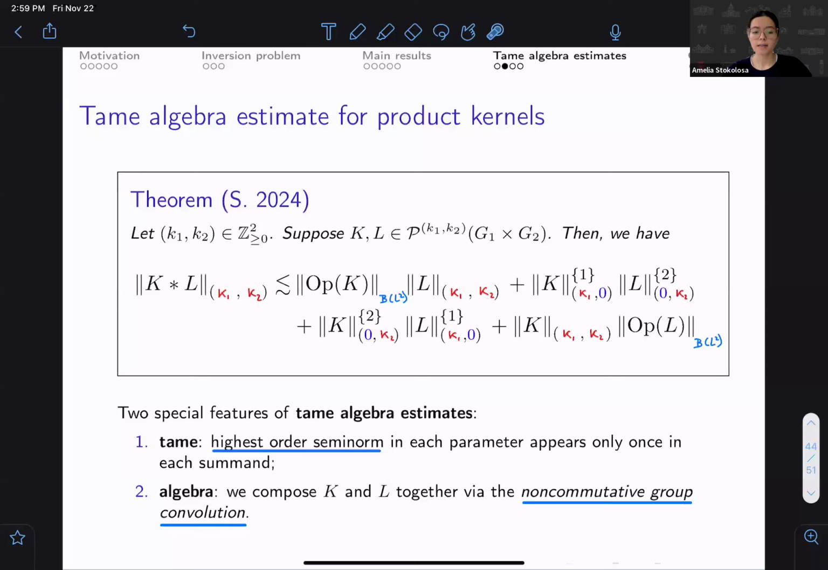Why is it called a Tame algebra estimate? This estimate is tame because the highest order seminorm in each parameter, 1 and 2, appears only once in each summand. So K1 is only going to appear once in each summand. Similarly, if you flip and you only look at the K2 regularity. These estimates are called Tame algebra estimates because we compose K and L together via the non-commutative group convolution. So the group convolution here stands for taking the product of two functions in our earlier slide.